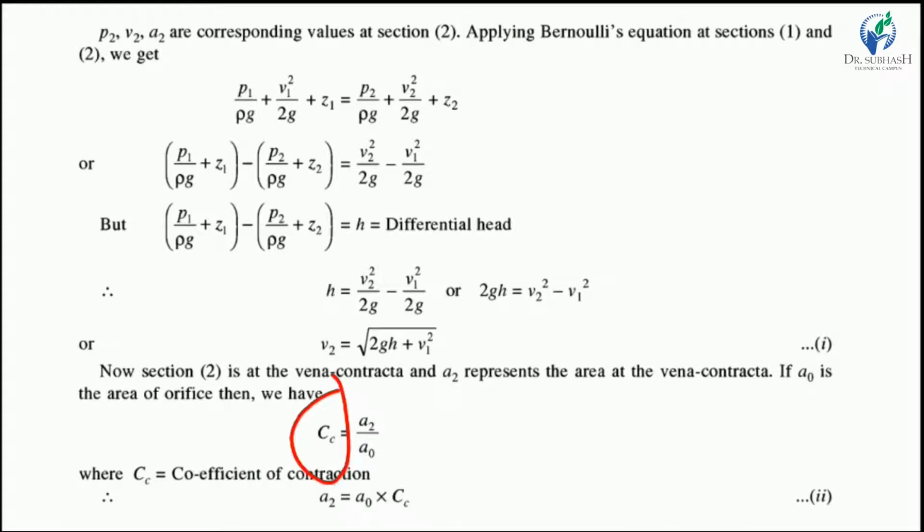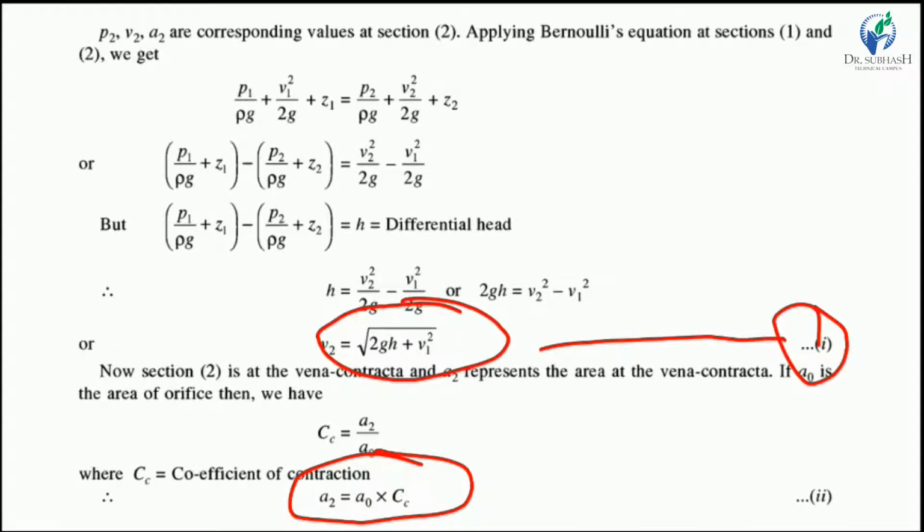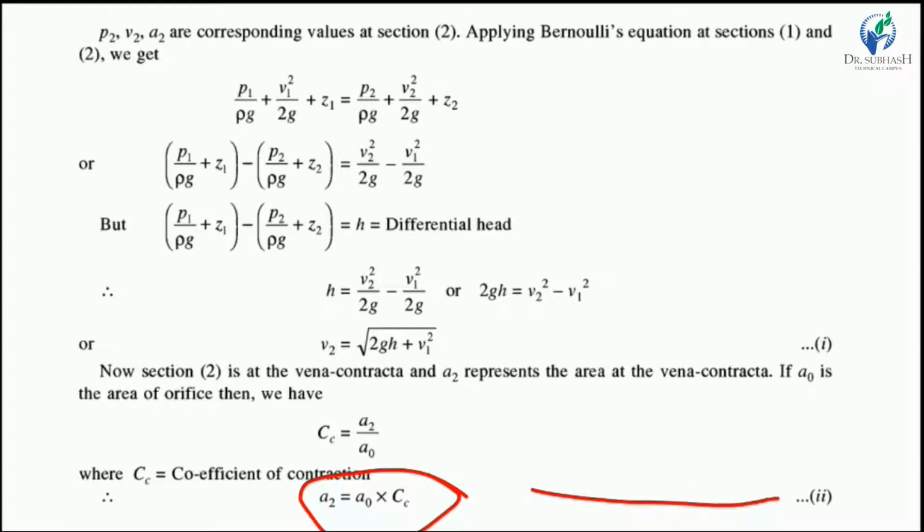Now Cc, the coefficient of contraction, is the ratio of A2 upon A0. What is A2? A2 represents the cross-section area of the vena contracta, and A0 is the cross-section area of the orifice. So the coefficient of contraction is the ratio of the area of the vena contracta to the area of the orifice. From this relation we can find the value of A2. So A2 is equal to A0 into Cc, the coefficient of contraction. This is denoted as equation 1, and the previous equation is denoted as equation 2.